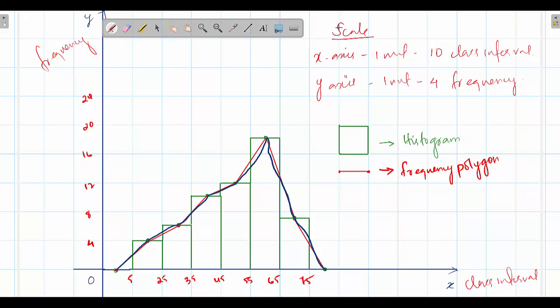All right, now we have used blue color for a smooth curve, although it doesn't look that smooth, but you have to make it this way. Okay, so blue color is for frequency curve. All right, so this is how you make histogram, frequency curve, and frequency polygon.